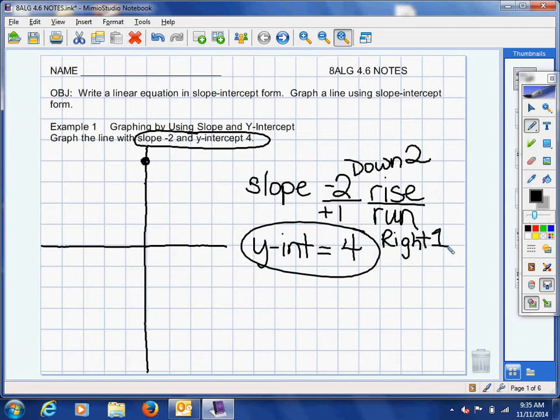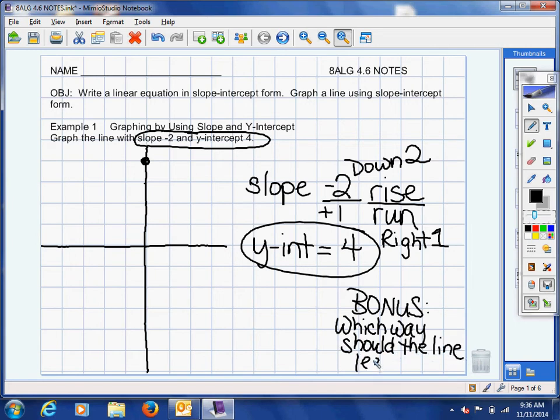Now, stop for just a second. In the margin, write bonus. I did this in the last video series. Write the word bonus. And then underneath that, I want you to answer this question. Which way should the line be leaning if we have a negative slope? Now, I always go into these graphs thinking of that ahead of time. I want to anticipate what my line should look like, because if it doesn't look like what I think it should, I probably did something wrong. So tell me which way should the line lean? And if you think you know the answer, write it down right now. Just pause the video for just a second and write it down.